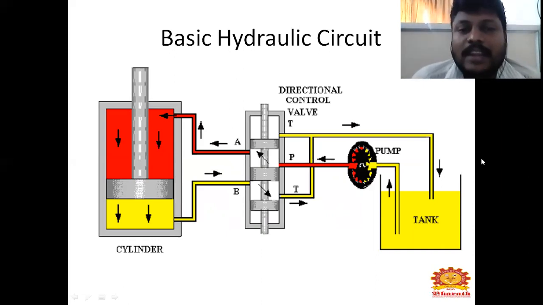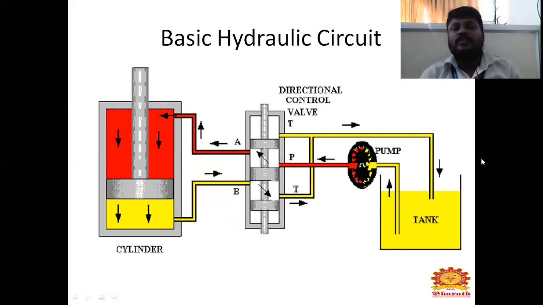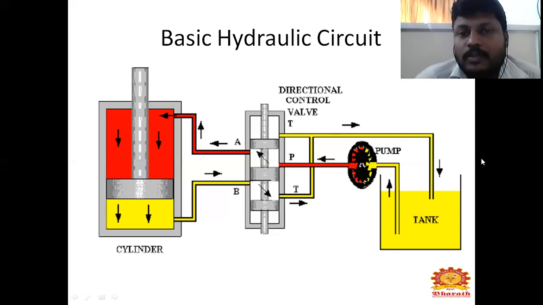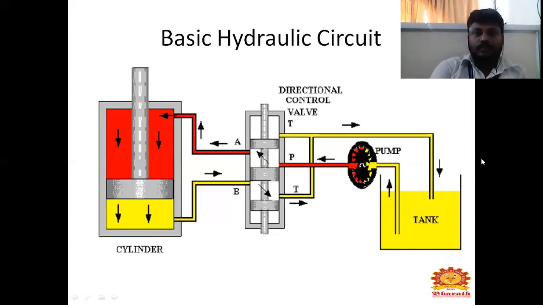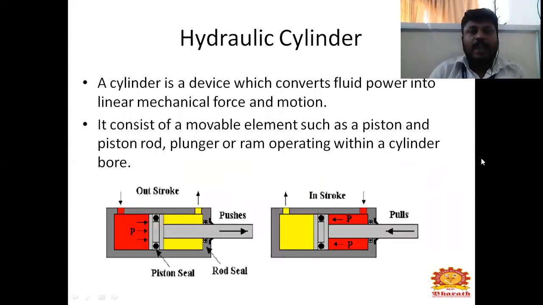You will use a directional control valve to change the direction of the flow. And the pump pumps the fluid from your reservoir or tank to your circuits. And next one is your tank, which is known as the storage tank. Next one is your hydraulic cylinder.